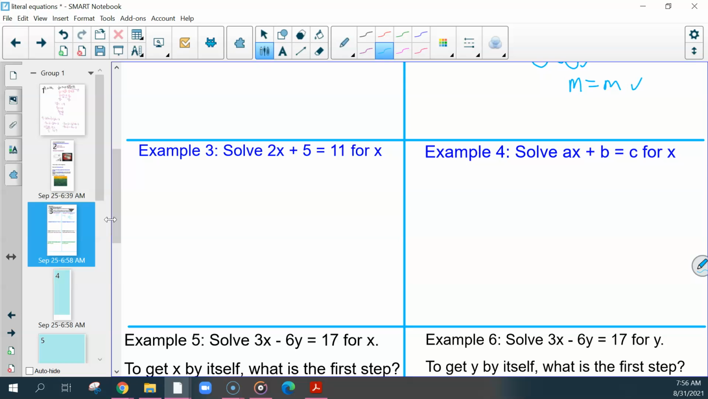Example 3 is another regular equation that has numbers. We're going to solve for x. How would I solve this for x? Subtract 5 on both sides. And then divide both sides by 2. I get a number. I can put that back in. 3 times 2 is 6. 6 plus 5 is 11. Same thing for example 4, except all of them are now variables.